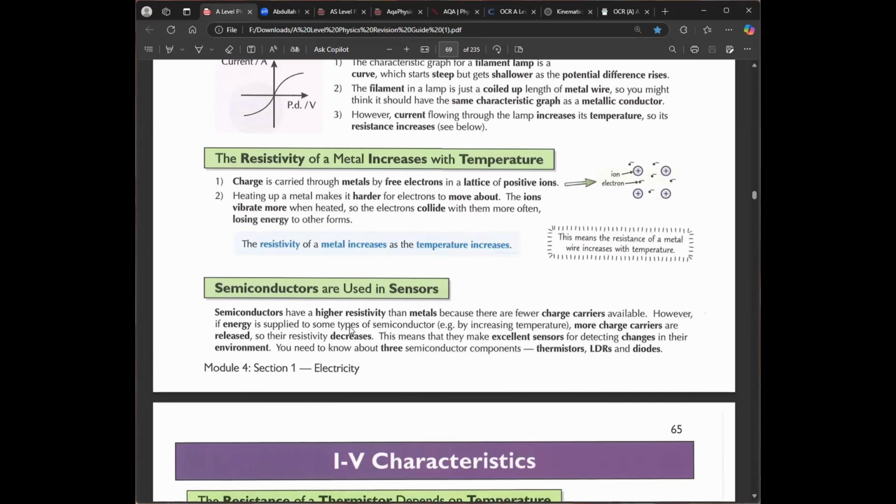However, if energy is supplied to some of the semiconductor by increasing temperature, more charge carriers are released, so their resistivity decreases.